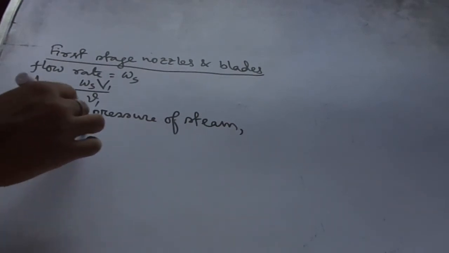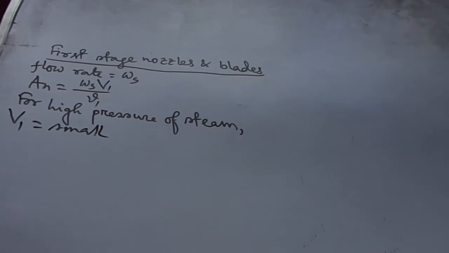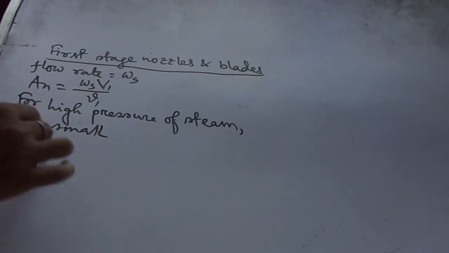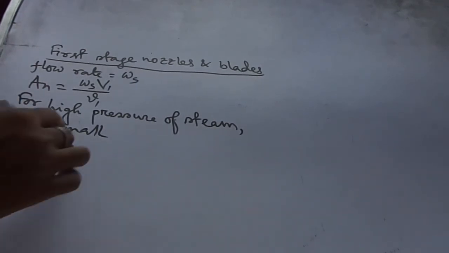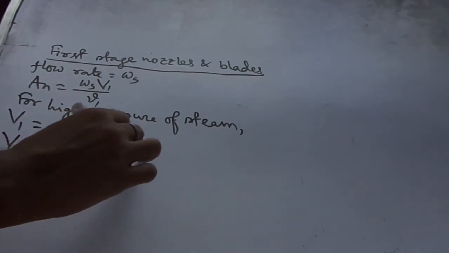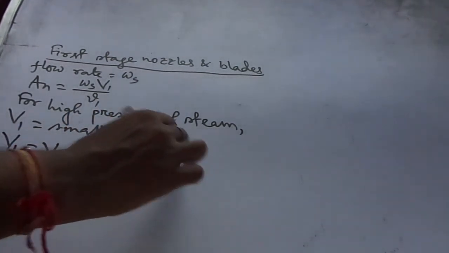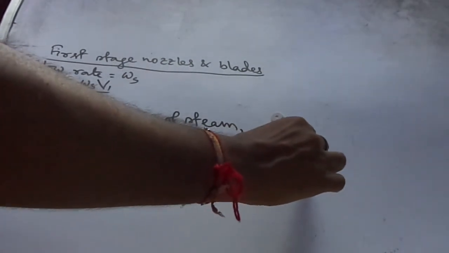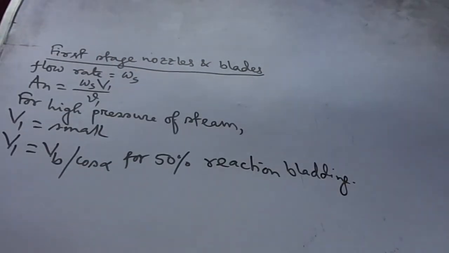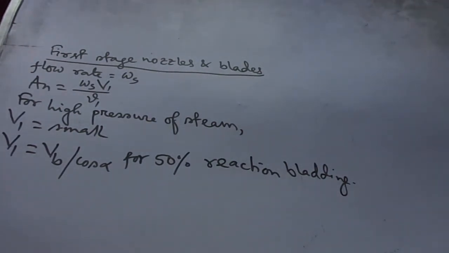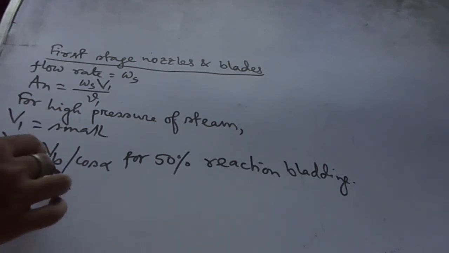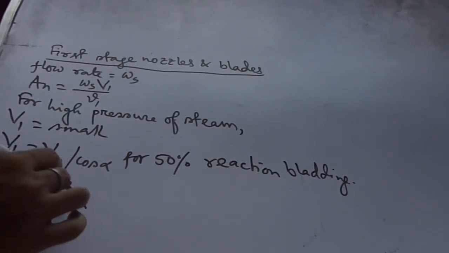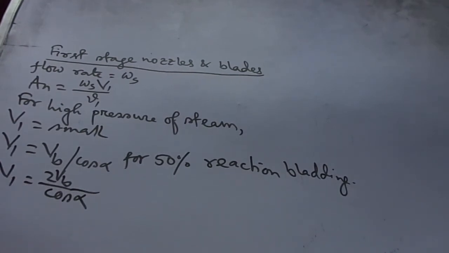Capital V1 is equal to Vb by cos alpha for 50% reaction blading, and V1 is equal to 2 Vb by cos alpha for impulse blading.